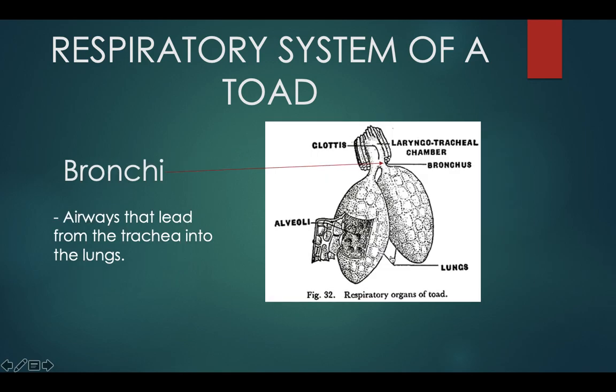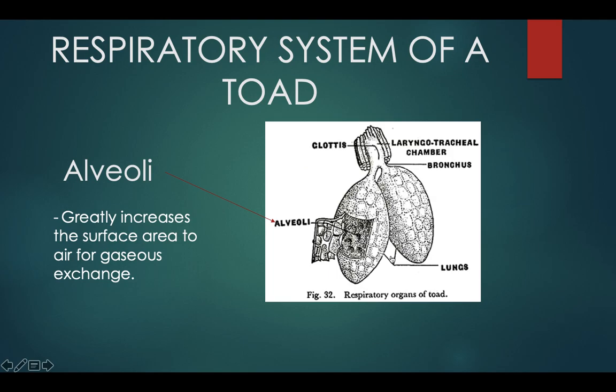Let's move on to the bronchi. Bronchi are the airways that lead from the trachea into the lungs. And lastly, the alveoli greatly increase the surface area to air for gas exchange, so it makes gas exchange possible.